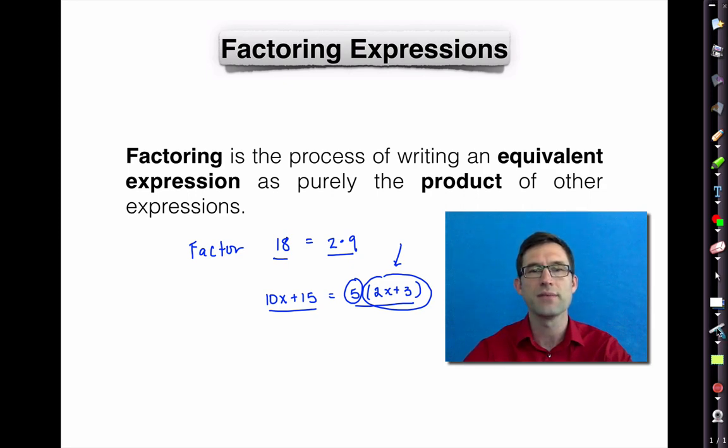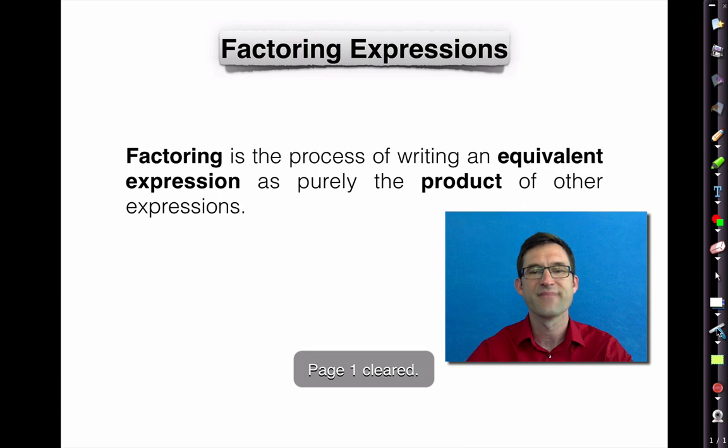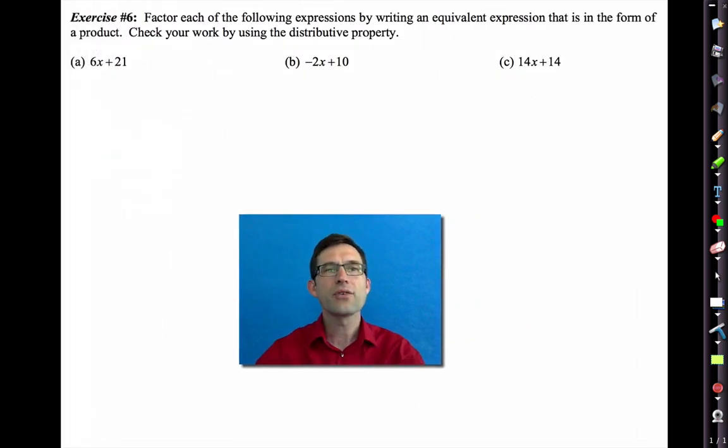I'm going to clear this out. And let's do one final problem. All right. Factor each of the following expressions by writing an equivalent expression that is in the form of a product. Check your work by using the distributive property.